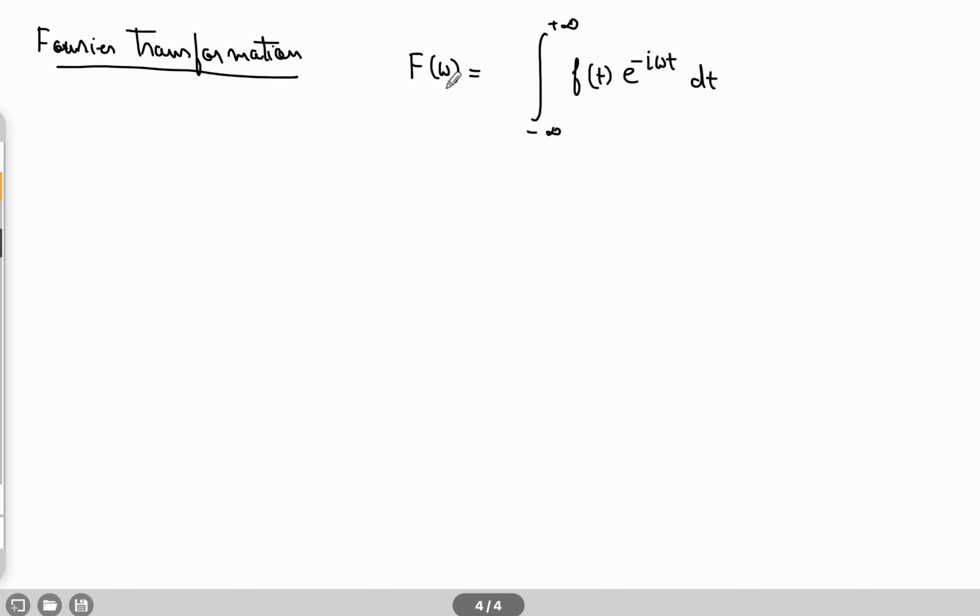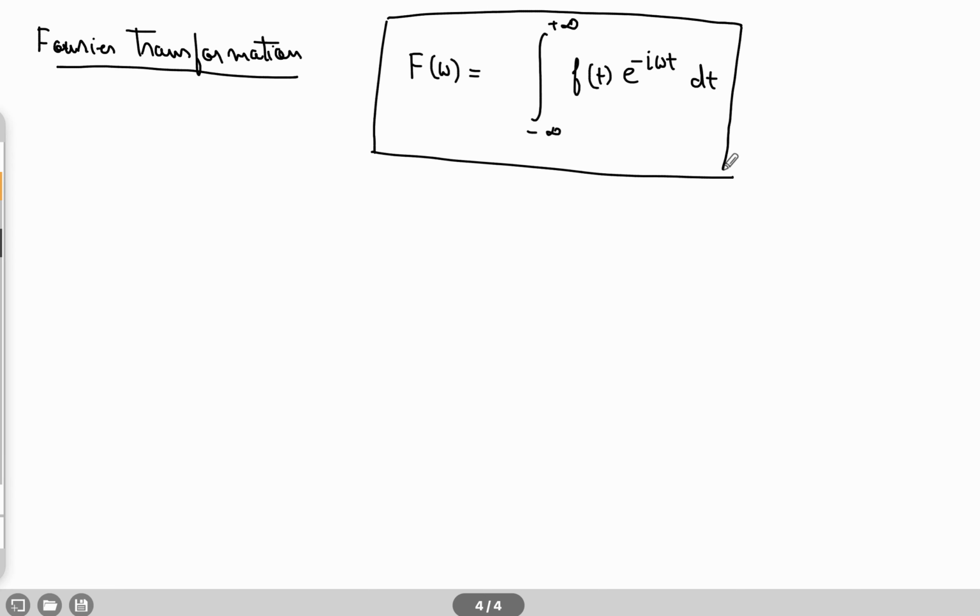So F(ω) gives you the amplitude as well as the frequency, right? So this expression is called the Fourier transformation. So now if you have any mathematical function, you are able to calculate its Fourier transformation.